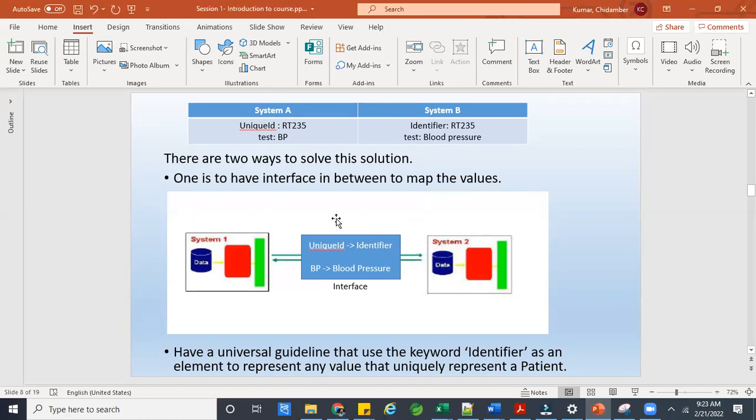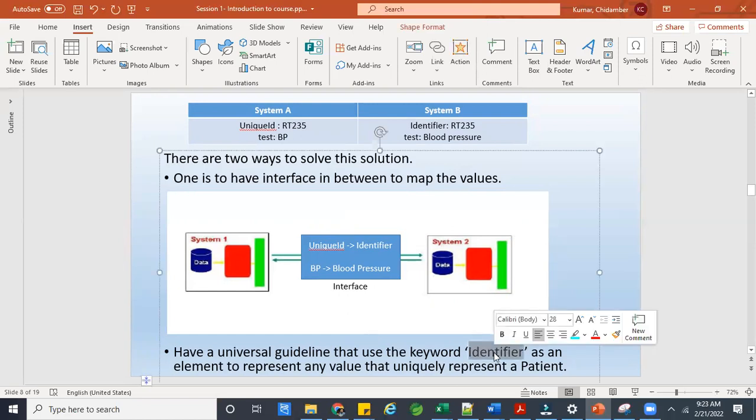So this is one way of solving the problem: having an interface in between the two systems, acting as a middleware or broker between these two systems. Another way is to issue a universal guideline that for an identifier, let's use this keyword only, instead of going for any random element.